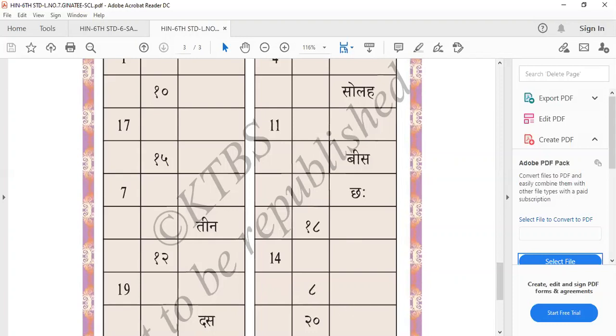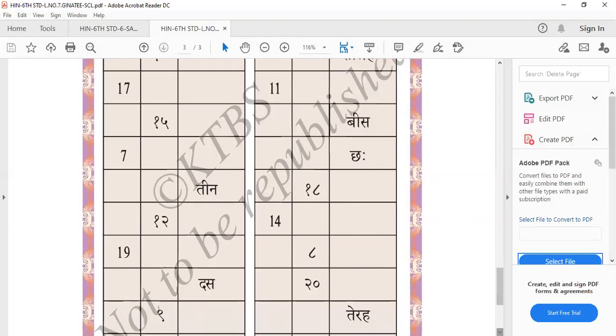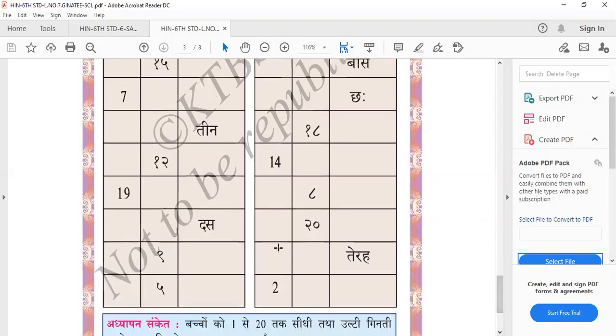This is 20. Okay, na? So, this is 20. 13. 2. Okay, these are the English numbers and the Hindi numbers. This is called, for Hindi numbers only, Ginthi. Okay. Okay, thank you.